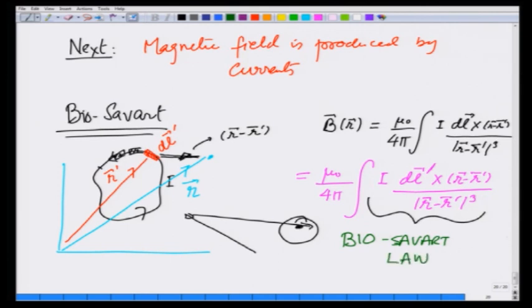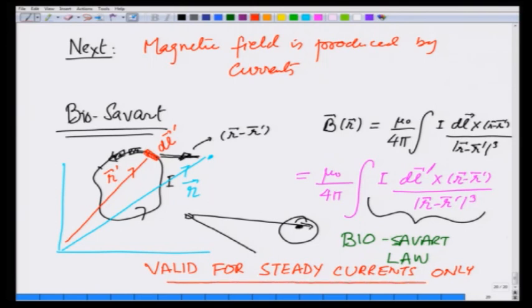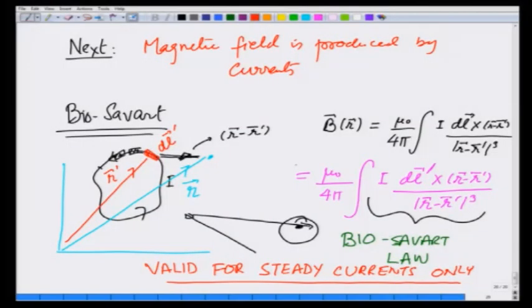One thing I must point out here, that this law is valid for steady currents only. By steady means the current is not changing with time. If current changes with time, new terms come in which we will see later. For the time being, for a steady state current, you find that the magnetic field is given by this formula.